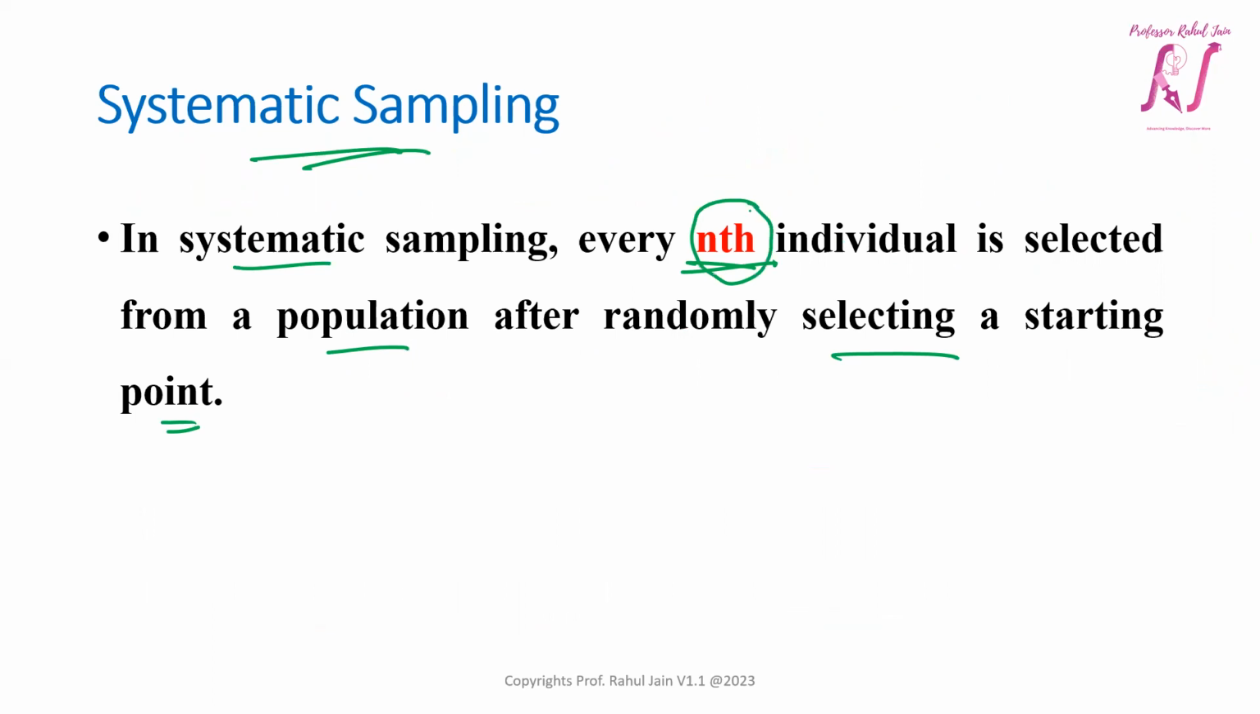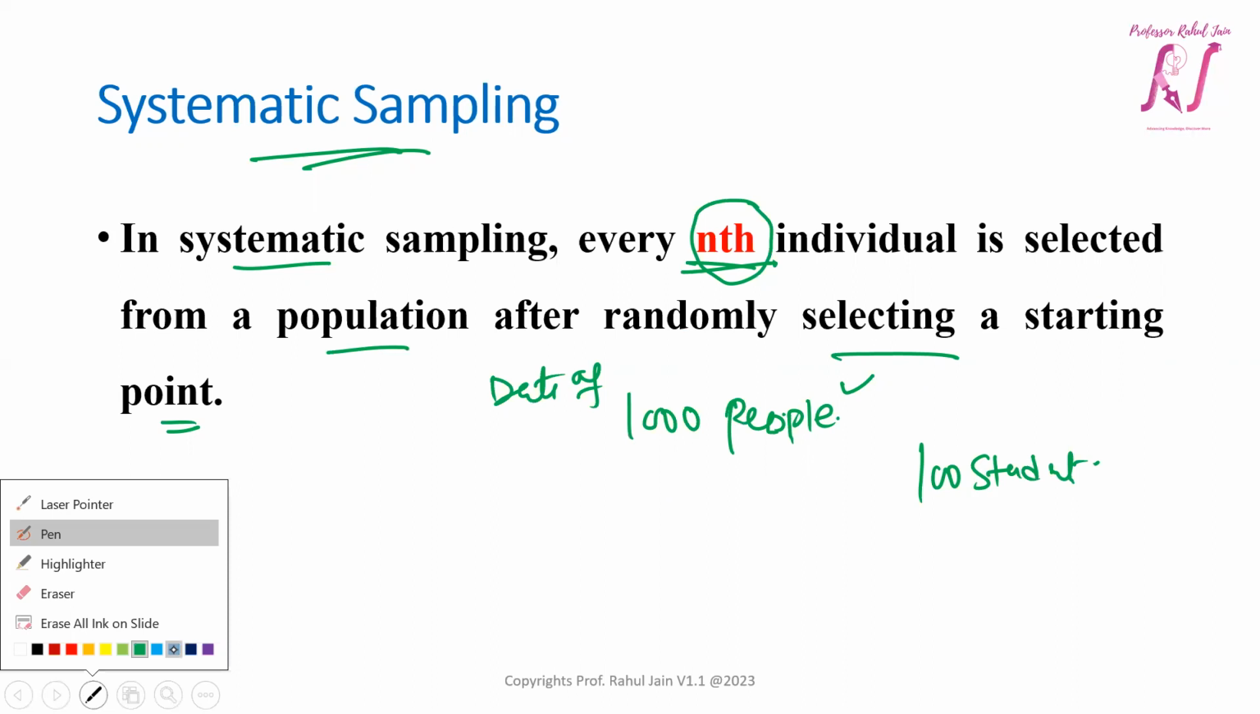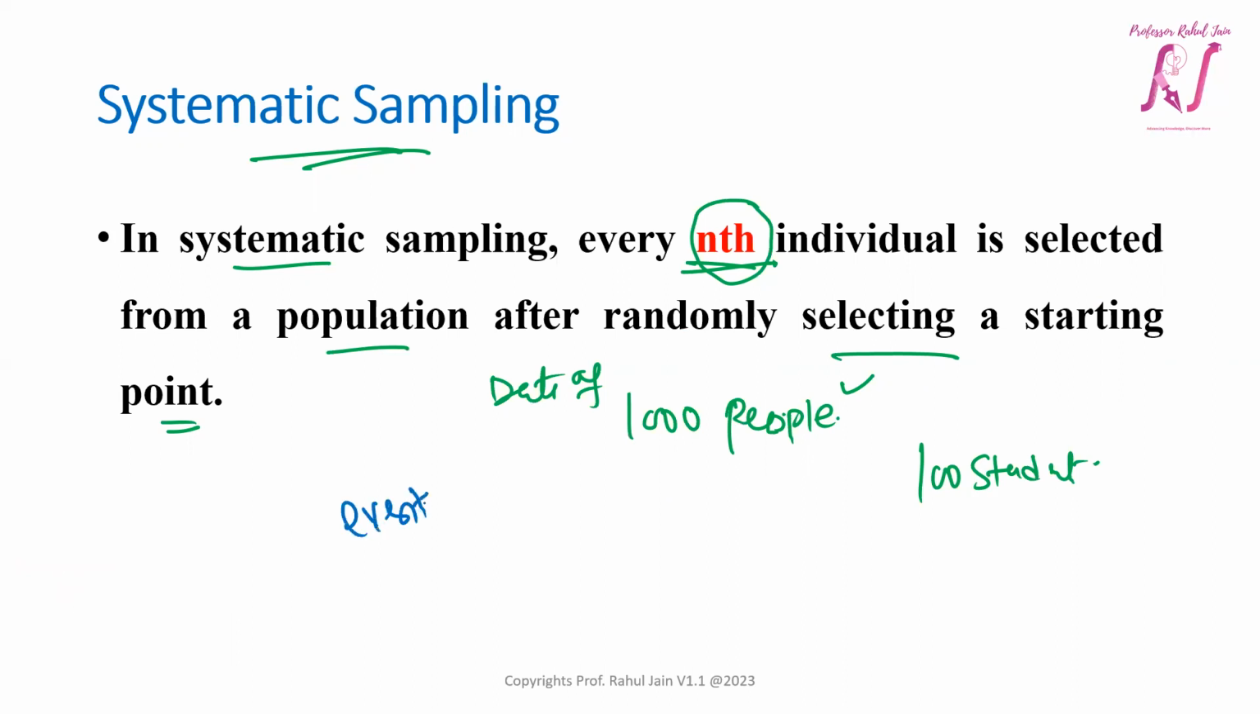So what does that mean? It means that, let's say, if I want to study the data of 1000 people, I need to contact them and ask some questions. Let's say I need to select 100 students out of that. So what I am going to do is select every 10th student, call them, and ask the set of questions for my research purpose, right?